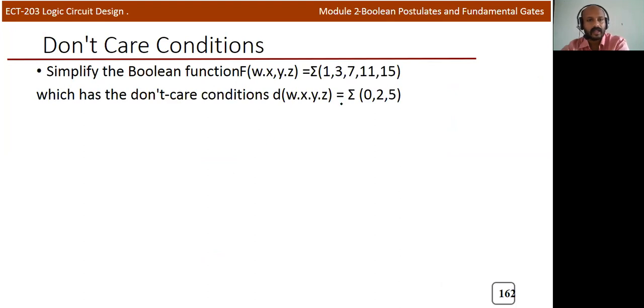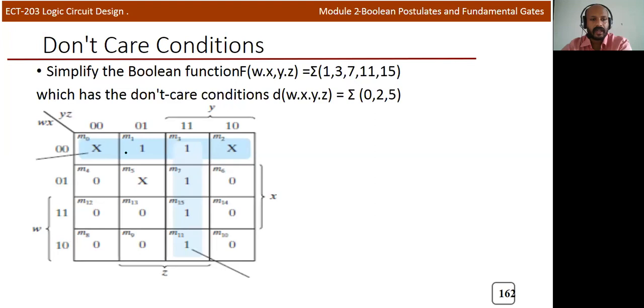Now we'll consider another question. Simplify the Boolean function. Here Boolean function is given for w, x, y, z, so this is equal to 1, 3, 7, 11, 15. And for don't care condition 0 to 5. So 0 to 5 will consider as a don't care condition. So in the similar way as for every variable, we will indicate all these values. So here you can see that 1 is indicated, 3 is there, 7, 11, and 15. So don't care conditions are 0, we can see that 2, and finally 5.